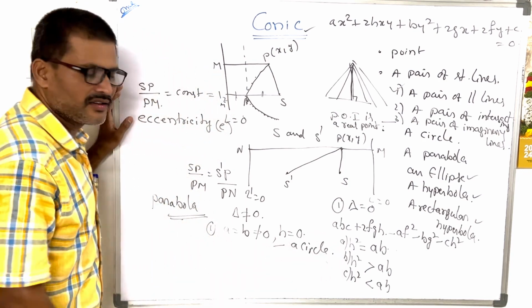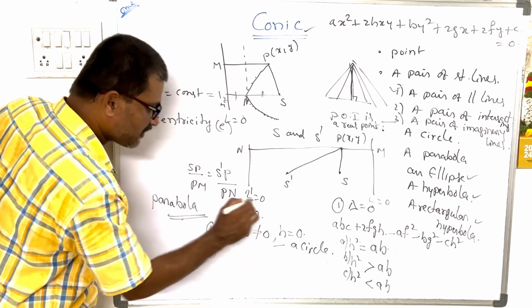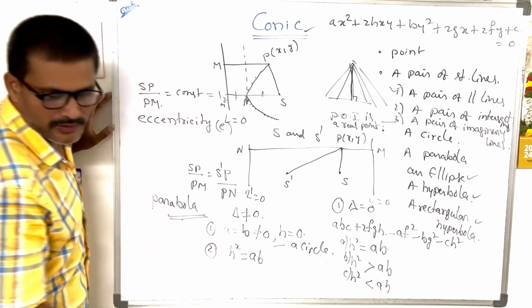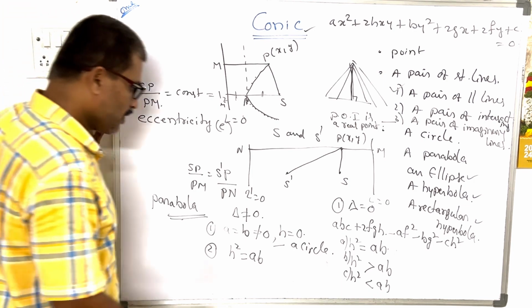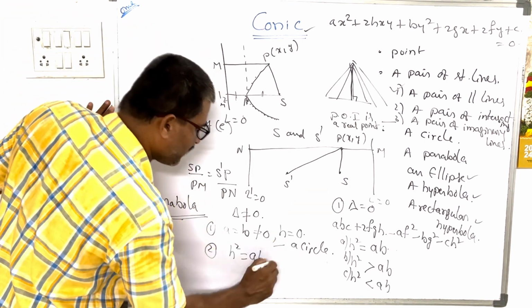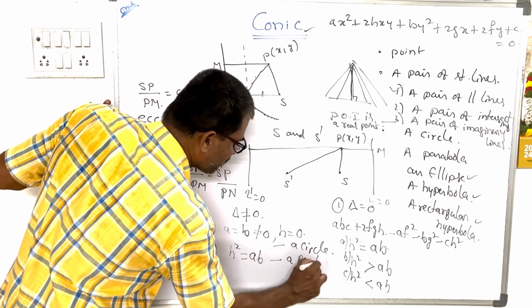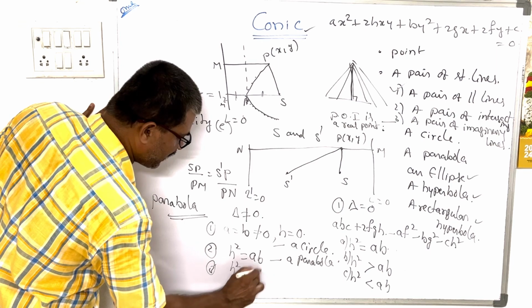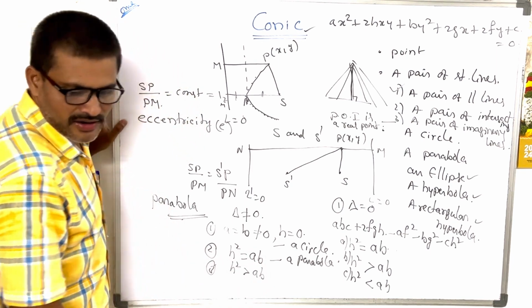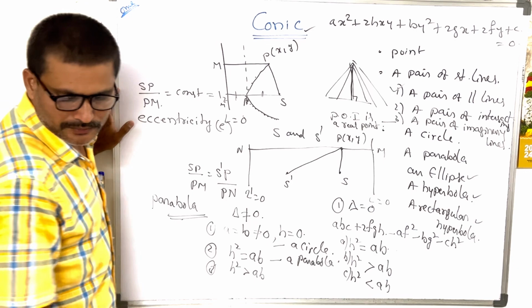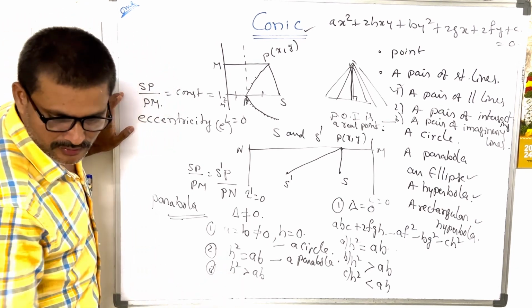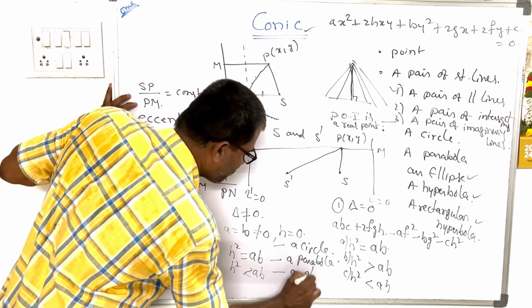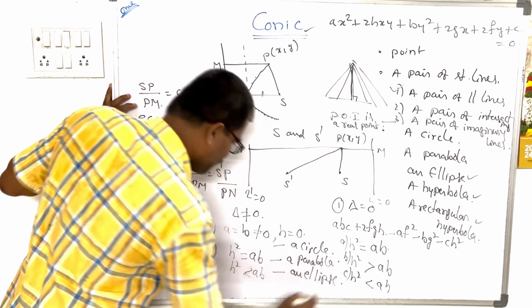It forms a circle. Similarly, delta is not equal to 0 and also h square equal to ab. Now in that we observe the conic section is a parabola. Now the third condition, h square less than ab. That is an ellipse. The conic section is an ellipse.